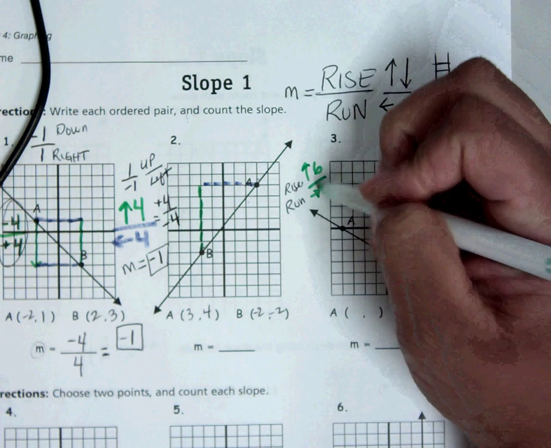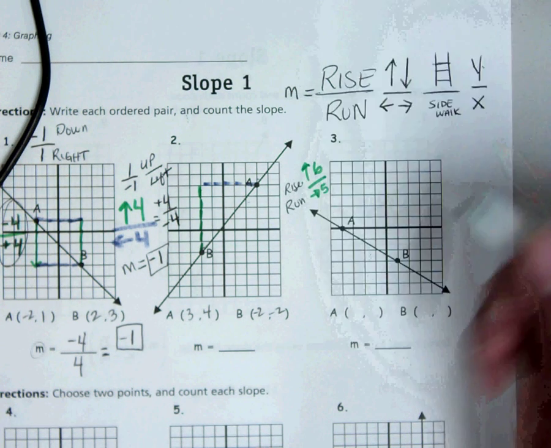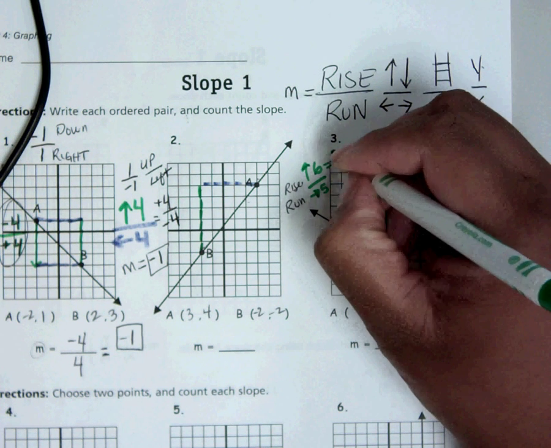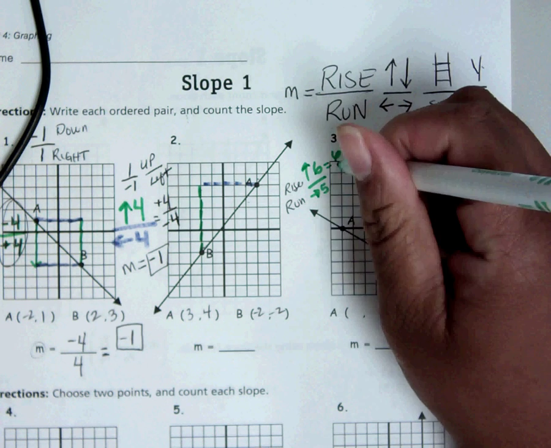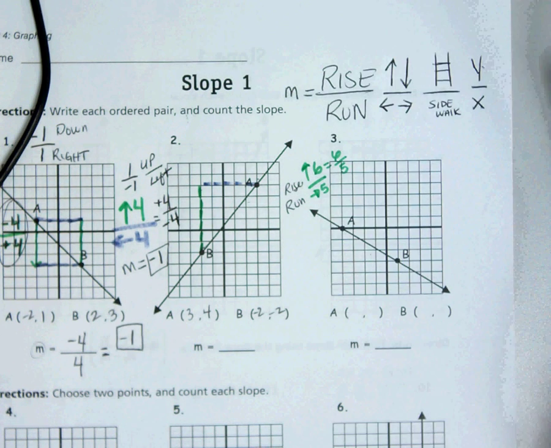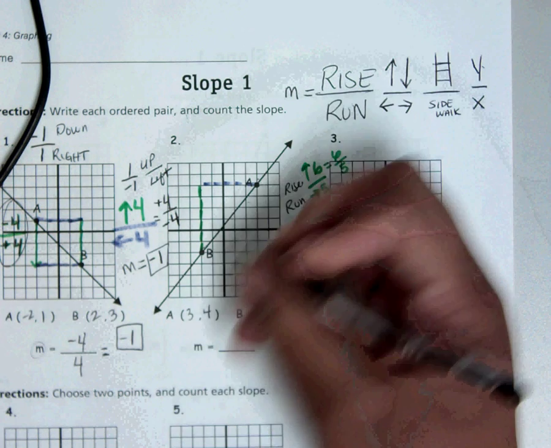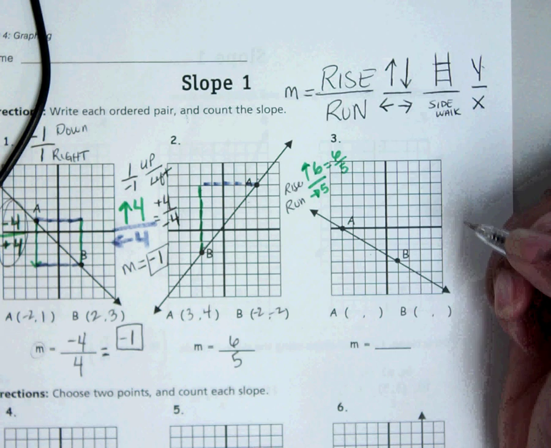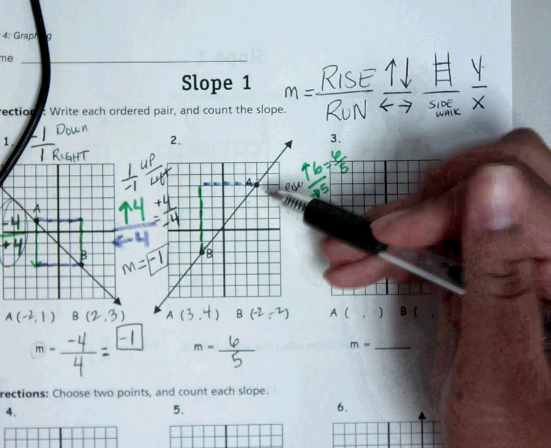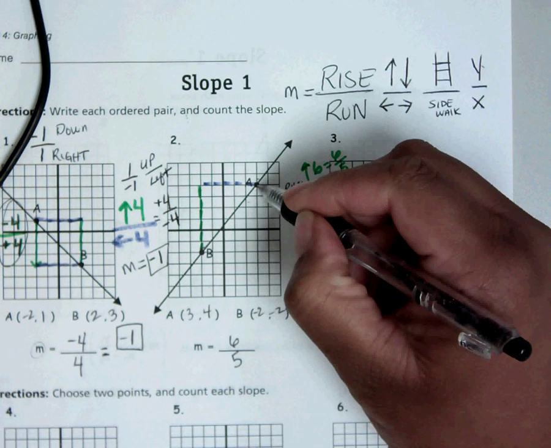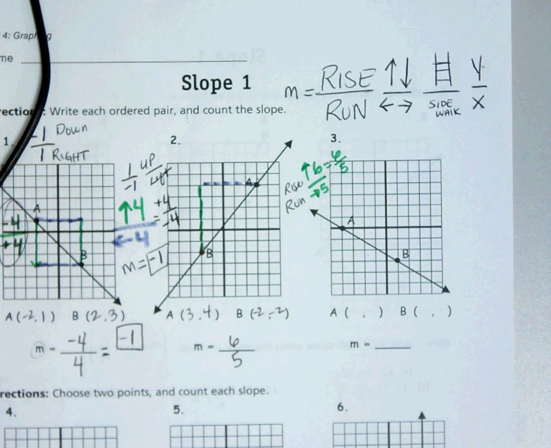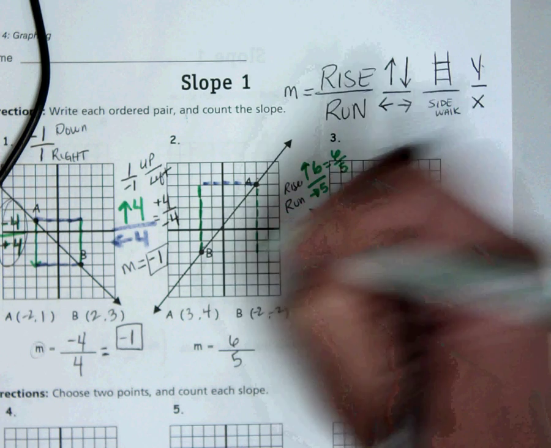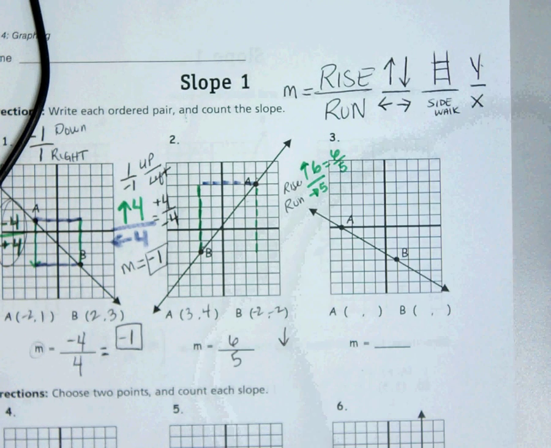And if I go to the right 5, let's talk about what we did. Up 6 is a positive direction, so positive 6. To the right 5 is a positive direction, so positive 5. And that gives you 6 over 5. Now, of course, I want to go the other direction. So to go from A to B, I would have to go down 1, 2, 3, 4, 5, 6. So down 6.